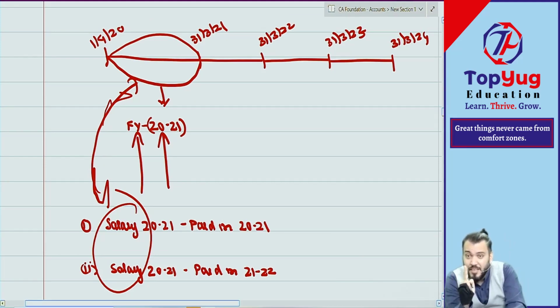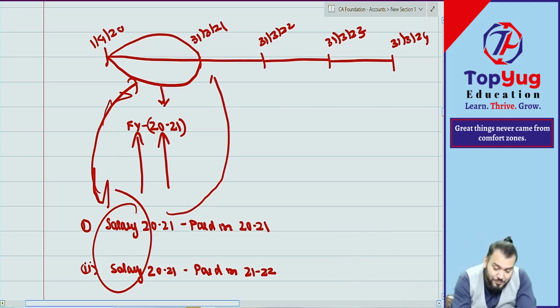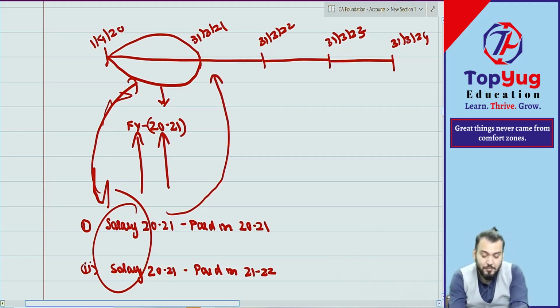Every transaction has two aspects. Right now I am talking about expense. We may have another aspect also, but right now we are discussing one aspect, expense. My question to you: this expense will be recorded in 2021 or 2021-22? So point number 1 will be recorded in which year? 2021.